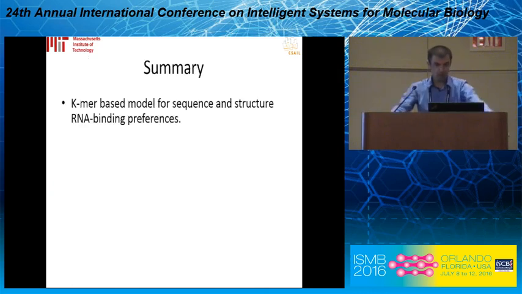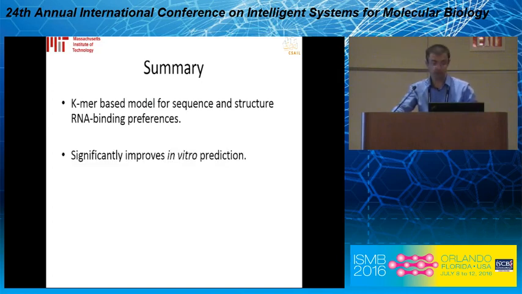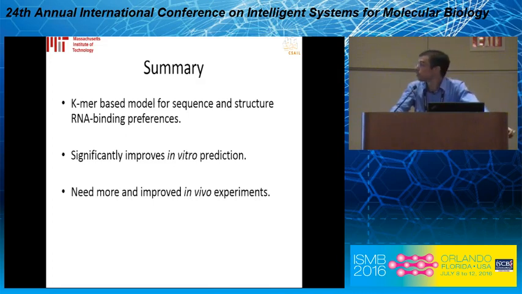So to summarize my talk, we developed a new kmer-based model for sequence and structure RNA binding preferences, and we implemented an efficient algorithm to learn the parameters for this model from RNAcompete data. We showed that our algorithm significantly improves in vitro binding prediction compared to extant methods based on 244 RNAcompete experiments. For the in vivo binding prediction, the task is still open and we don't know which algorithm performs best. And we are looking for more experiments and improvement in their quality. But we hope that through the experimentally measured structure, we might be able to improve the prediction.